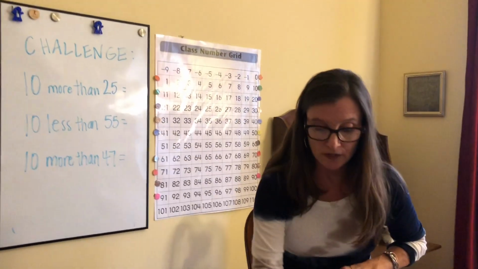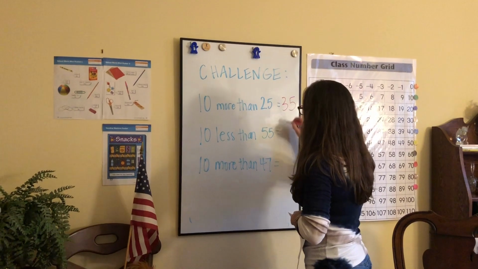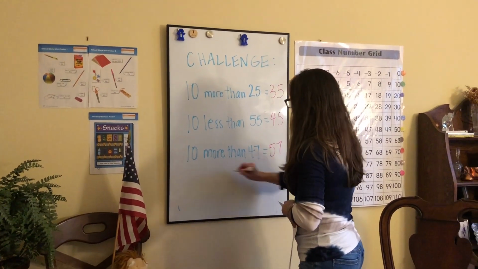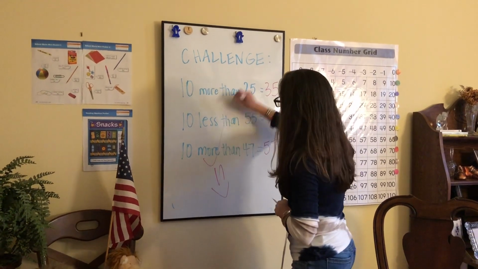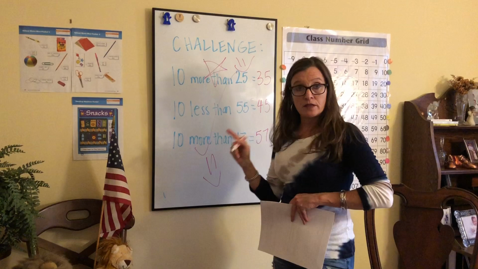So those are your answers to your challenge problems. We have 35, we have 45, and we have 57. So give yourselves a check, a big star, and a smiley face for that challenge.